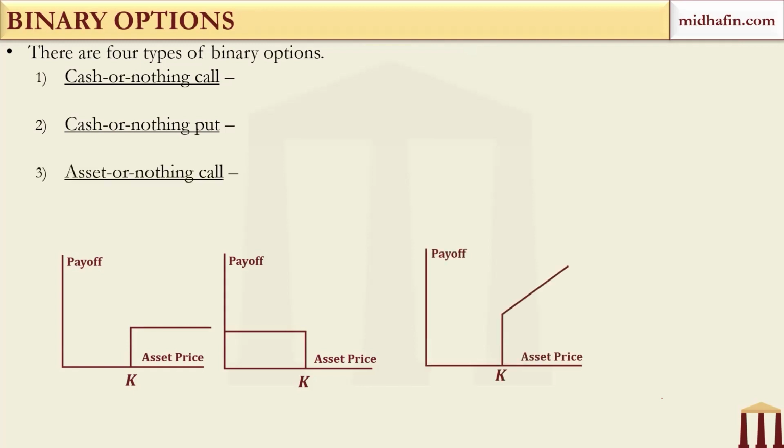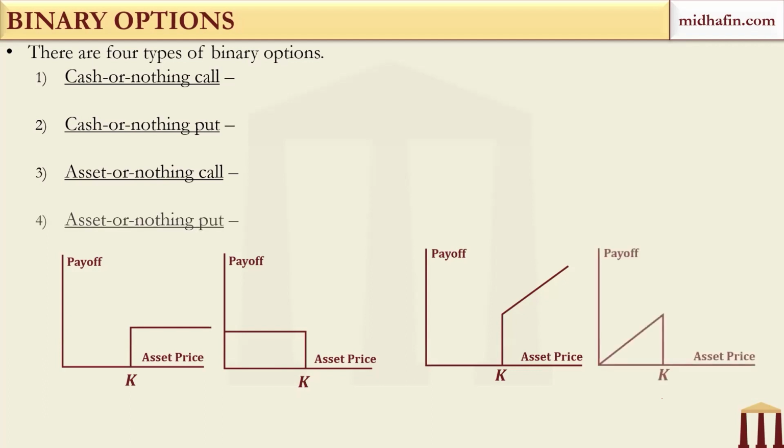Then you have asset or nothing call. So if the strike price is reached, you will receive the asset. What you are getting is the asset's worth. So let's say the strike price is 50, and at maturity the asset is priced at, let's say, 60. So you receive the asset worth 60. Then you can sell it, and you will realize a profit of 10 rupees. If it is at 80, you will realize a profit of 30 rupees, things like that. But if the asset price is 40 and the strike is 50, you receive nothing. That's why asset or nothing call.